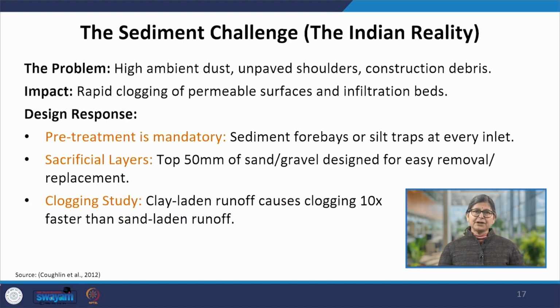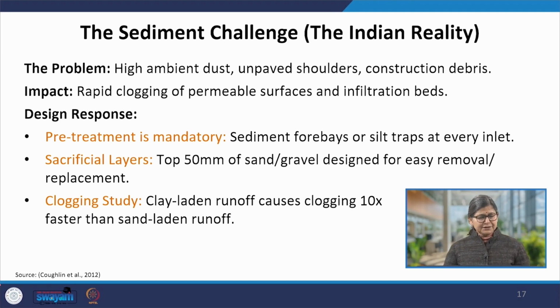The sediment challenge, the Indian reality, can be discussed in detail because the problem is high ambient dust, unpaved shoulders, and construction debris. The impact is rapid clogging of permeable surfaces and infiltration beds. And we should also add here our social behavior in urban areas, how we manage our solid waste. We throw waste anywhere and everywhere.